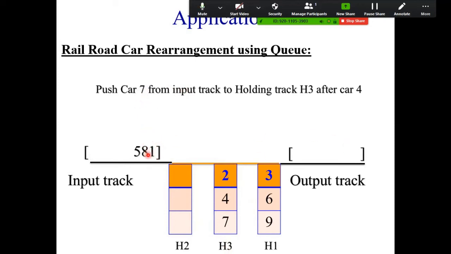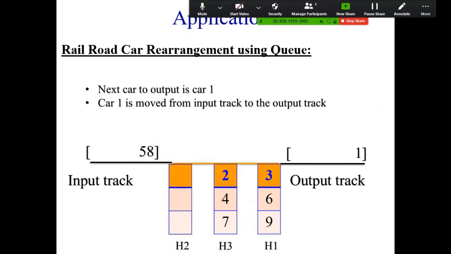Now I got the turn of car number 1. What do I do? I don't push this car number 1 into the holding track. I'm directly taking this car number 1 to the output track. Right? Next car to be output is what? 1. So car 1 is moved directly from input track to the output track.